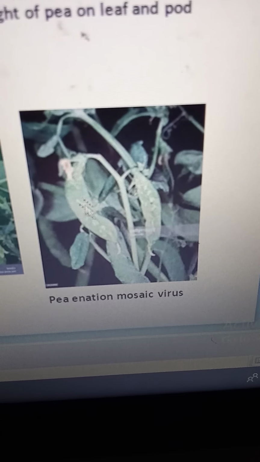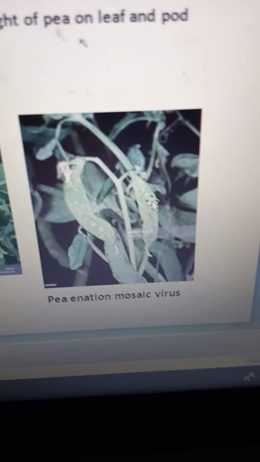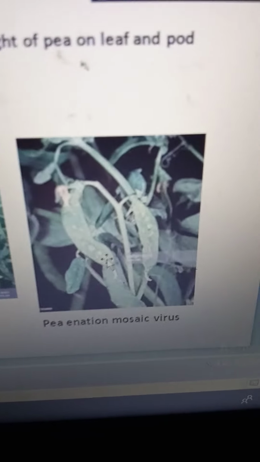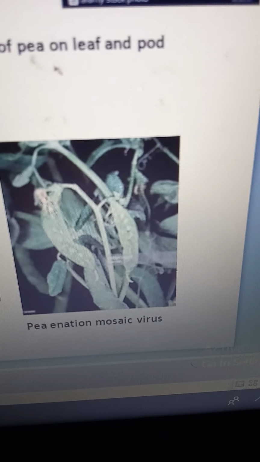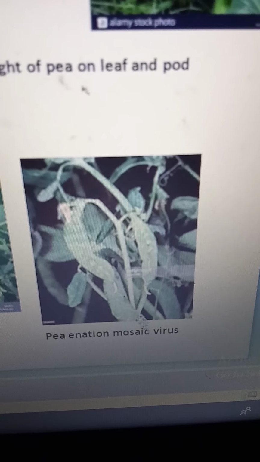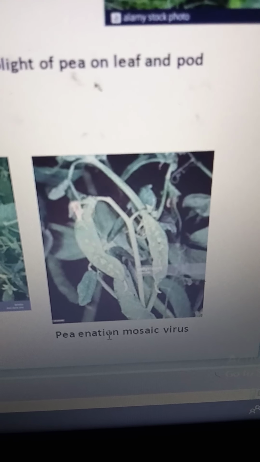And another type is pea enation mosaic virus, which is formed on the pod as white venation-like symptoms. Why is the name given? Because all the fruit and all the leaves will droop down. That's why the name is given.